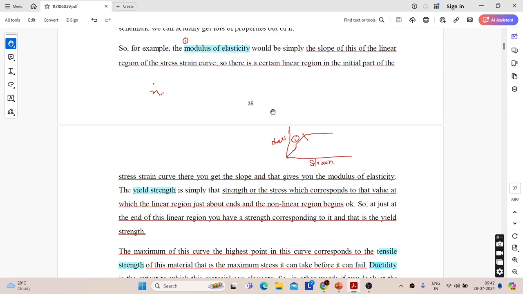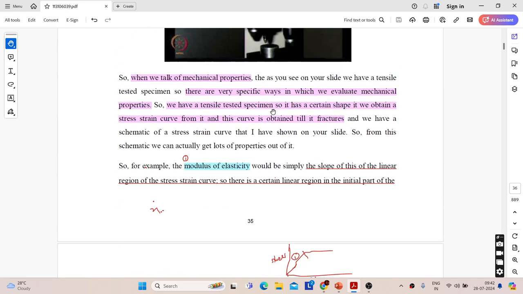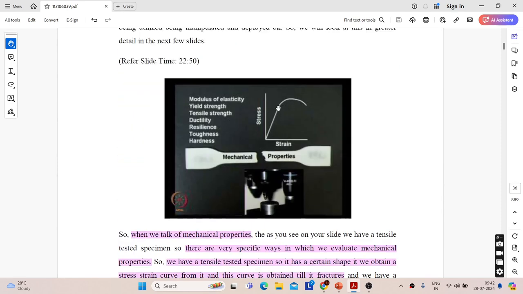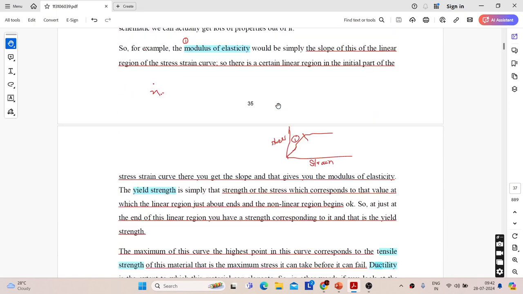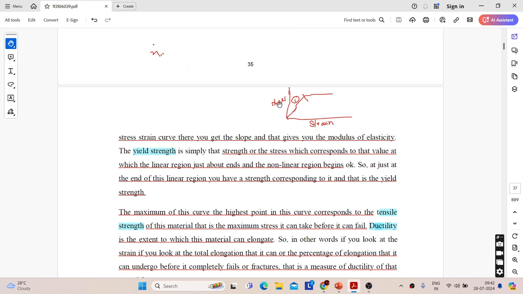And yield strength is the strength or stress which corresponds to the value at which the linear region just ends and the non-linear region begins. It is where the linear region is ending, not the peak value. At the end of the linear region, the corresponding strength is the yield strength, the maximum strength which the material can afford.